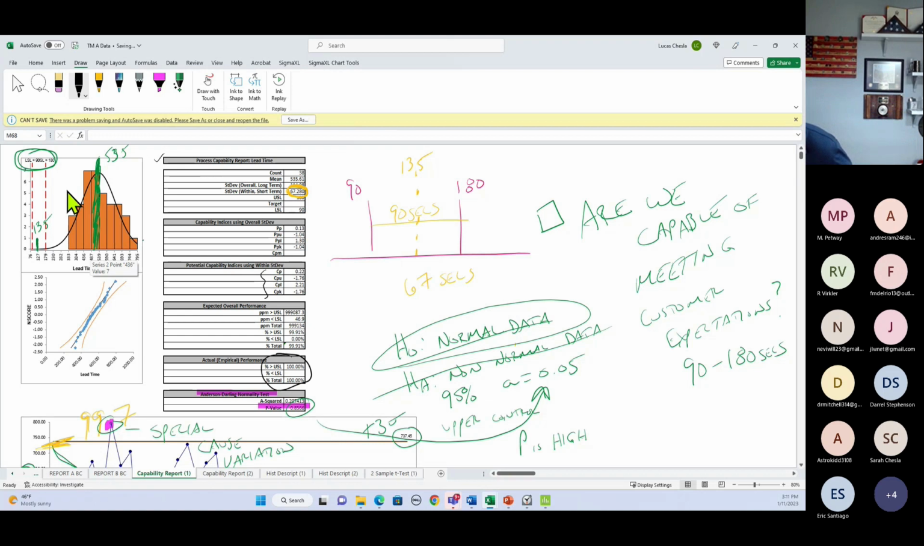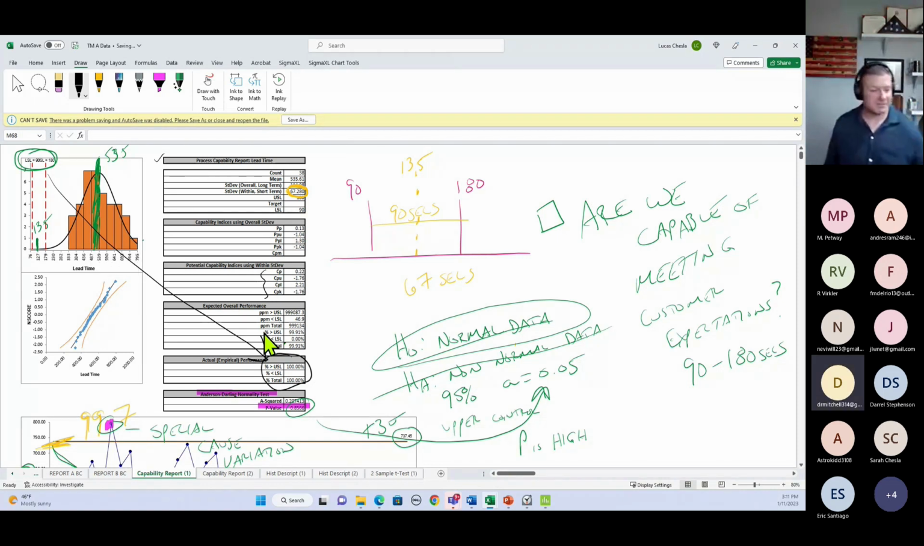How did we perform? Easy. 100% of them fell outside of the upper spec limit. Not real hard to interpret that, is it? Not hard at all. I have a simple thing.